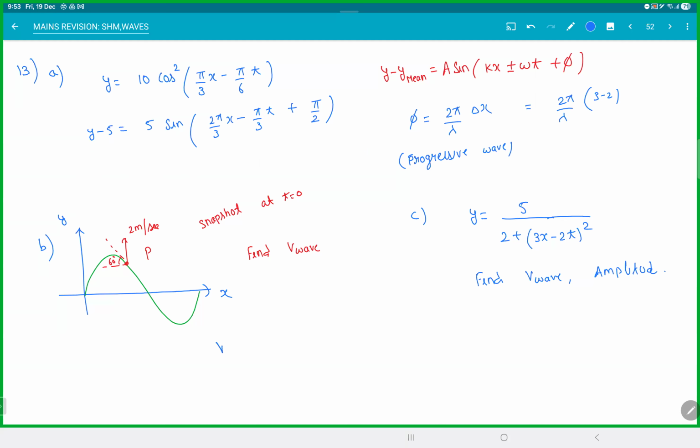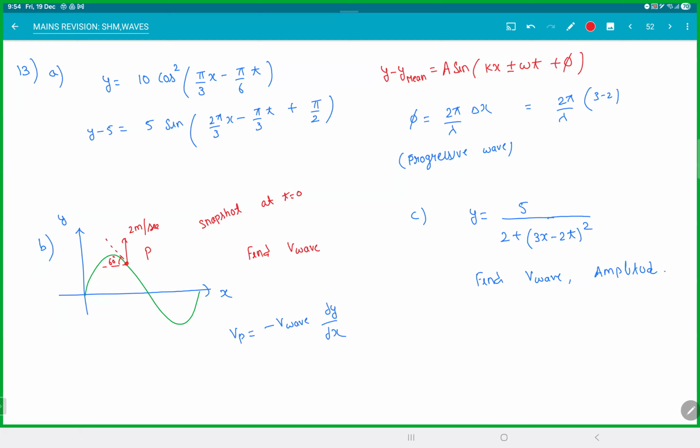What is this formula here? V particle is equal to minus V wave dou y by dou x. Remember this formula? Quite an important formula, one of the most neglected ones. What about this thing? V wave is nothing but coefficient of time by coefficient of x. Hope you remember that.